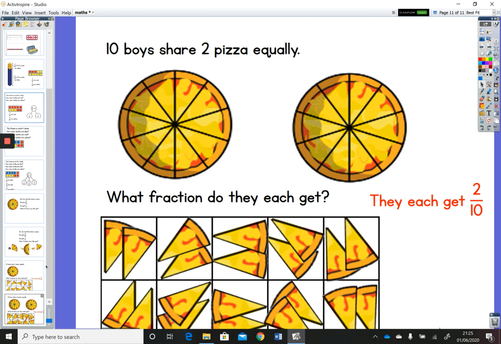And again, just imagine you're splitting this pizza up between these 10 hungry boys, and you would put a piece in each box, or each plate, I suppose, actually, if they're eating pizza. And then you would do it with one pizza, and then you would do exactly the same with the other. So what fraction would they each get? Well, they would each get 2/10. 2/10 of the pizzas.